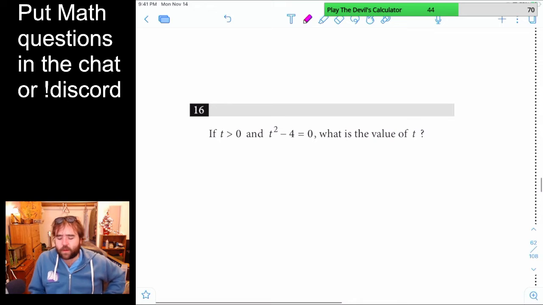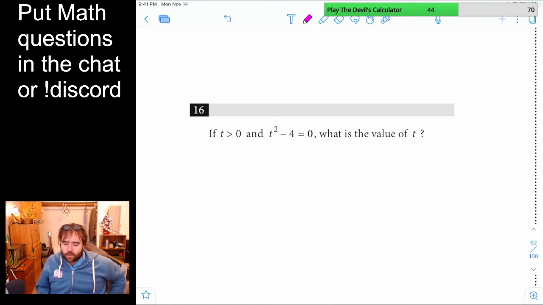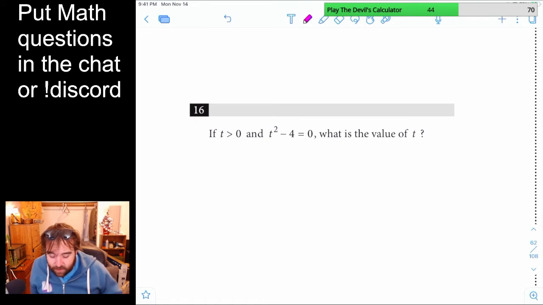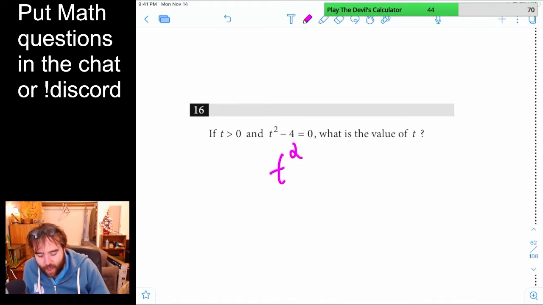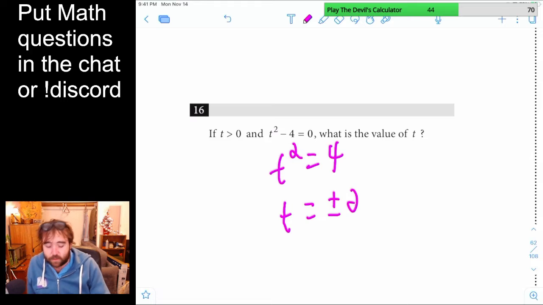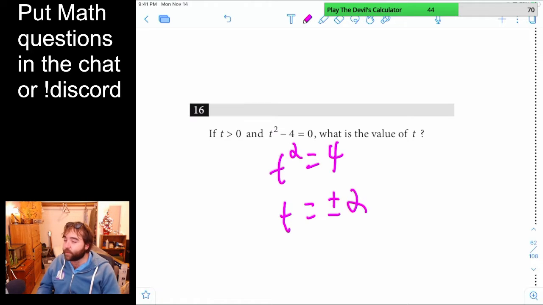All right, so what's going on here? If t is greater than 0 and t squared minus 4 is equal to 0, what is the value of t? Well, you just got to solve for t. That's easy enough. So we're going to add 4 to both sides, and then we're going to square root both sides. So t is plus or minus 2. Don't forget that plus or minus.